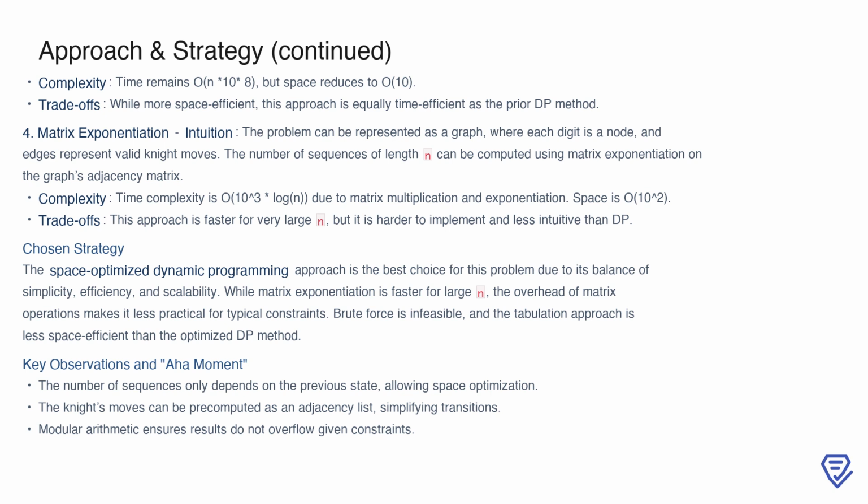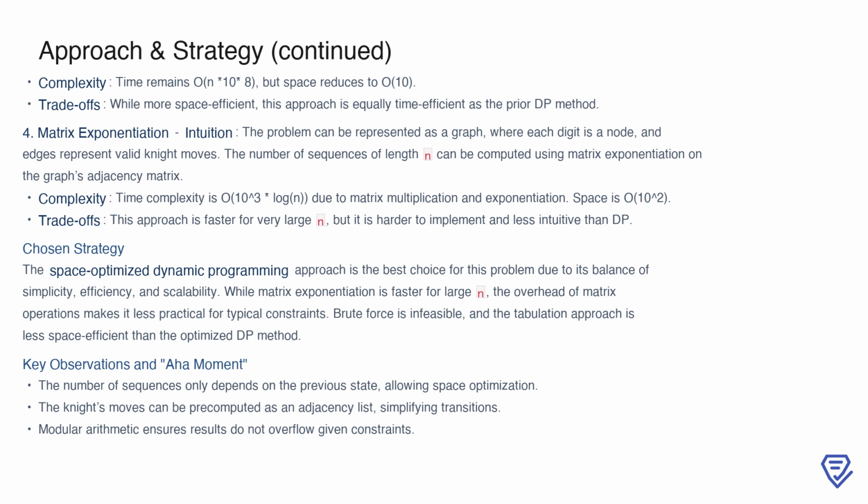To optimize space usage, we can observe that to compute the sequences for length j, we only need the results from length j-1. This means we can replace the full dp table with two arrays, previous, representing the results from length j-1, and cur, representing the results for length j. This space-optimized version retains the same time complexity of O(n * 10 * 8), but reduces the space complexity to O(10), as we only store the results for the current and previous sequence lengths. While this approach is more memory efficient, it achieves the same level of time efficiency as the tabulation method.